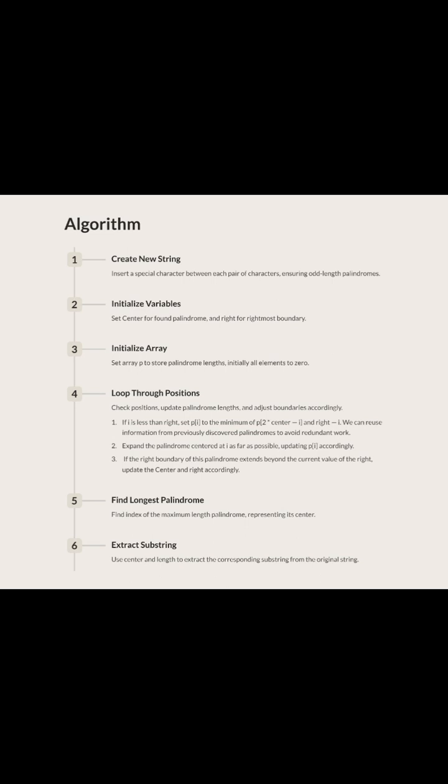And next, find the index of the maximum value in P. It represents the center of the longest palindrome in this new string. And the final step is to use the center and palindrome length to extract the corresponding substring from the original string. Now let me explain with an example, which will help you understand better.